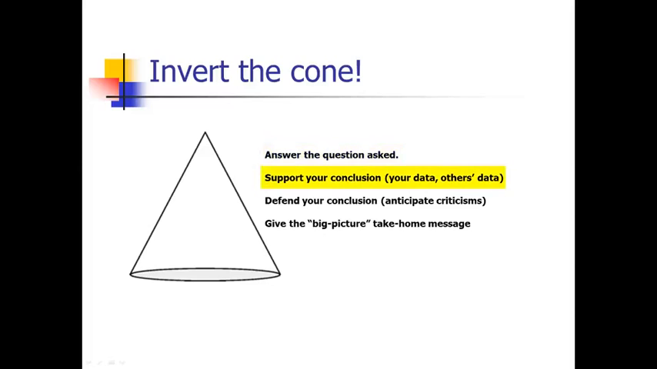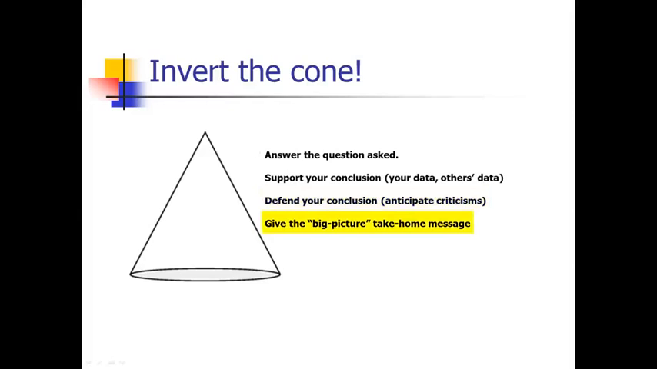Then you've given what you think the answer to that question is based on your data. Then you're going to support that conclusion with your data and other people's data from the literature. So give all the lines of evidence, say how your results fit in the context of the literature. Then you're going to defend your conclusions. So this is the limitation section, the obligatory limitation section of your discussion section. You want to anticipate the criticisms that people might have, the reasons that they might disagree with your conclusions, and defend your conclusions.